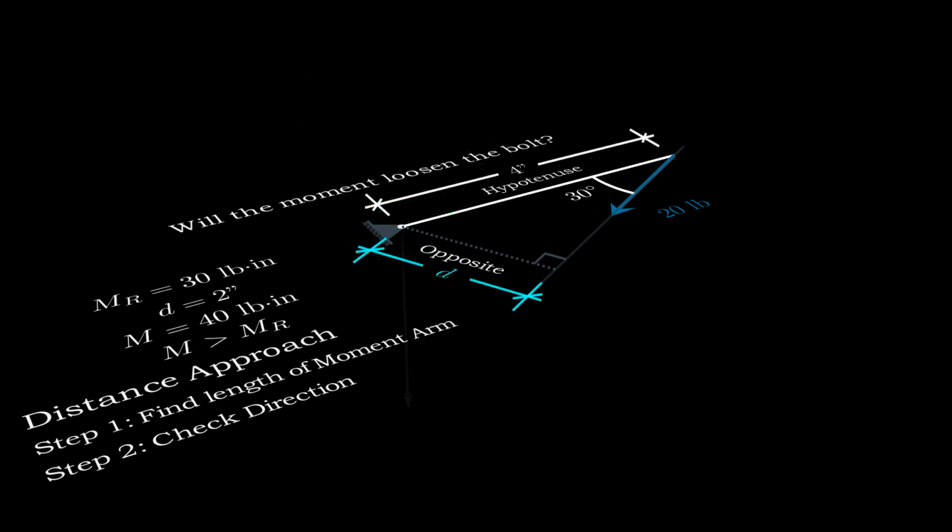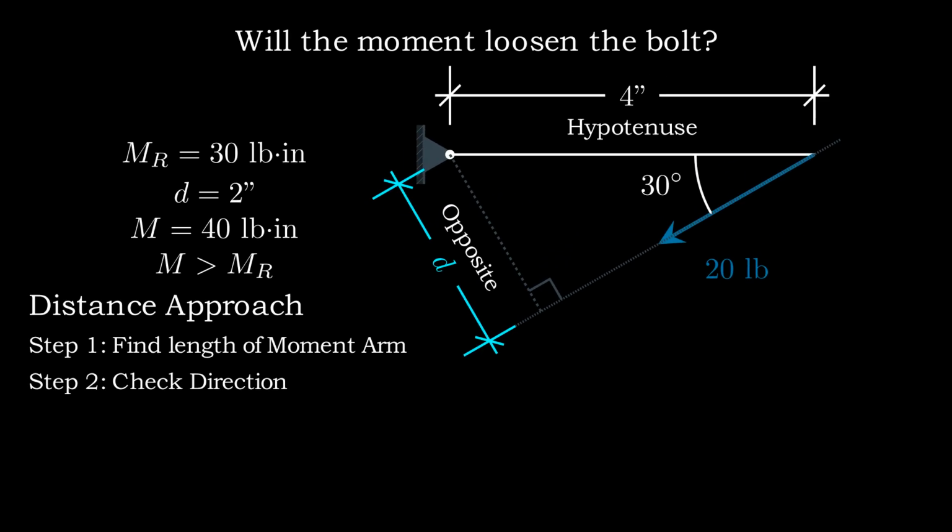So, we need to change the direction of the moment. The easiest way to do that is to switch the direction of the force, pushing on the wrench instead of pulling on it. That gives us a positive moment of 40 pound-inches, which is both big enough and in the right direction to loosen the bolt.